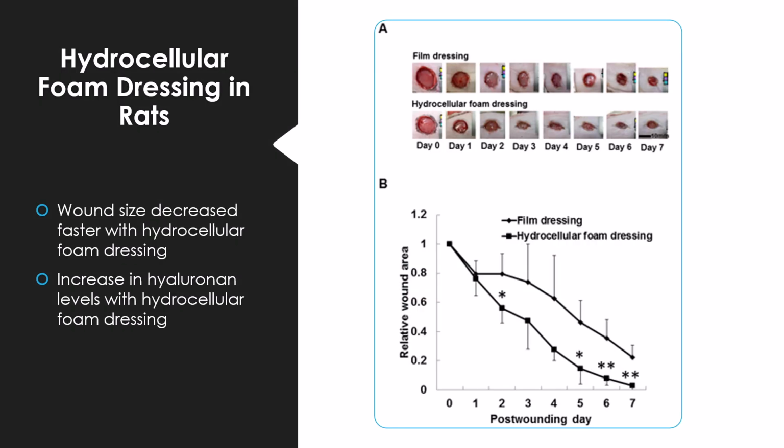The researchers found that the size of the wound decreased faster under the hydrocellular foam dressing compared to the film dressing. The pictures above the graph show a visual of the size change each day, and the graph shows the quantitative area of the wounds. They also found greater content of the hyaluronin in the skin of the rats with the hydrocellular foam dressing. The significance of this is that quicker wound healing can have physical, mental, and financial benefits. More research like this can have an overall positive effect in this field.